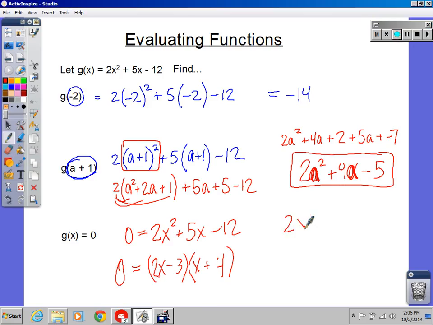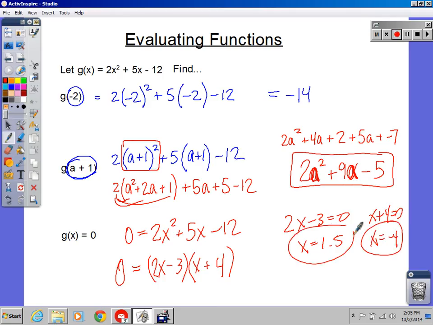So let's finish this up. 2x minus 3 equals 0. So x is going to end up being 1.5. And then finally, x plus 4 equals 0. So x ends up being negative 4. Those would be your roots for that.